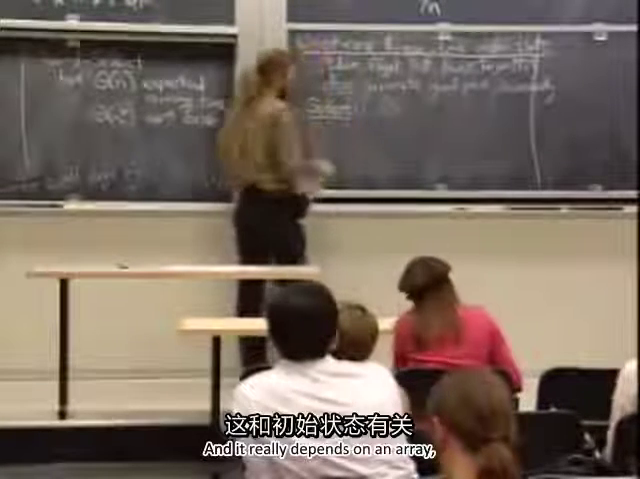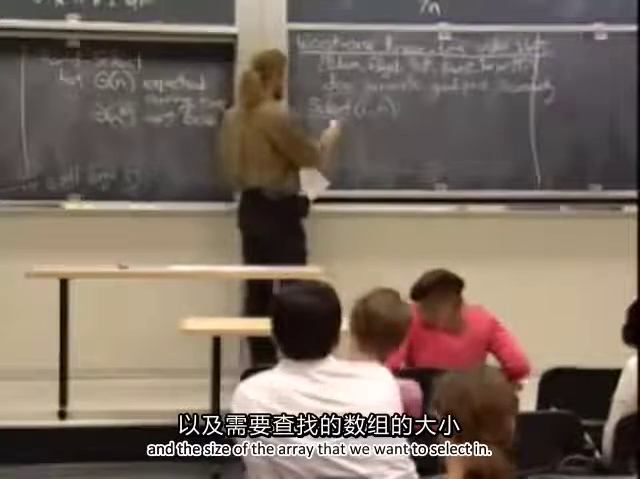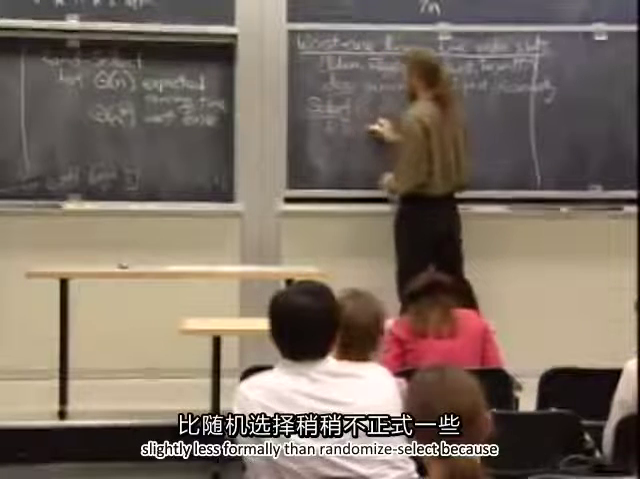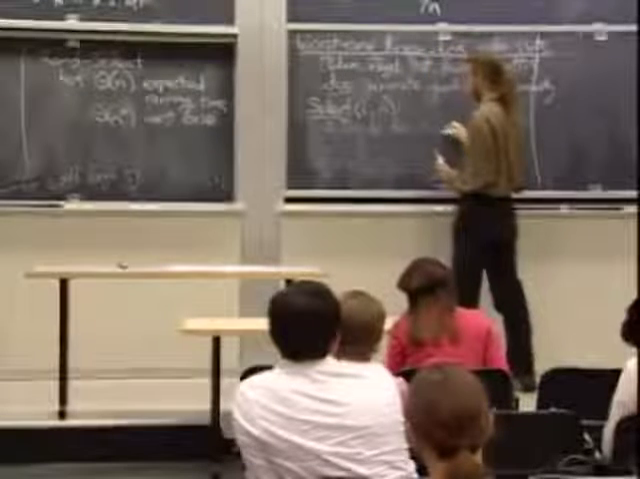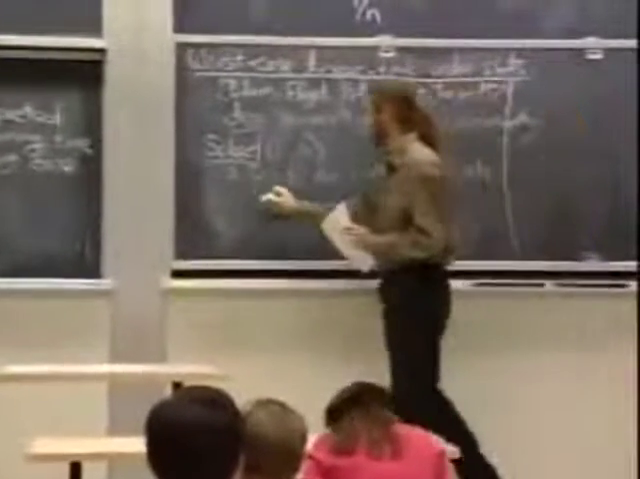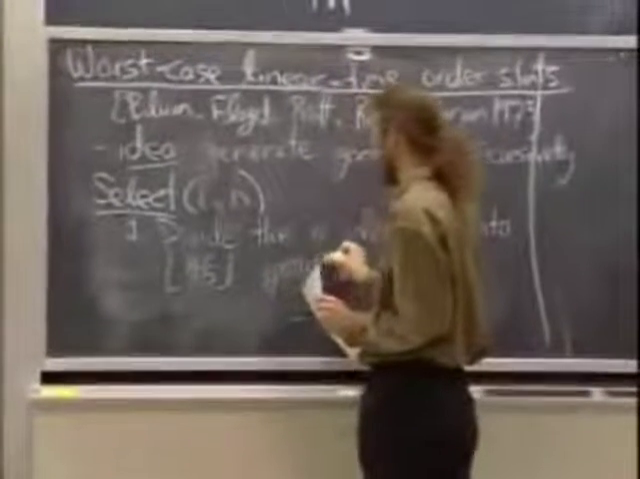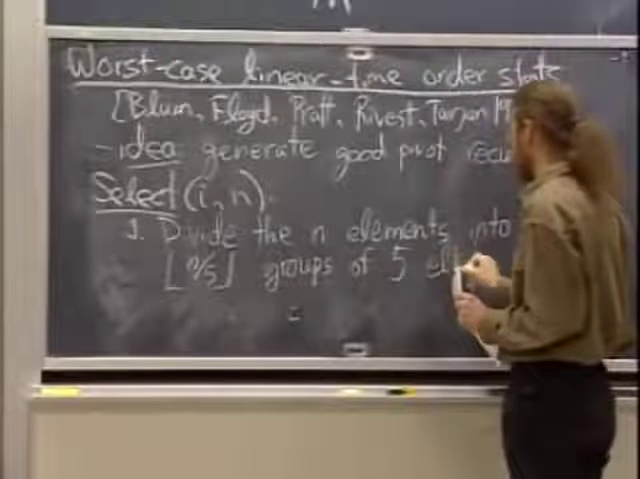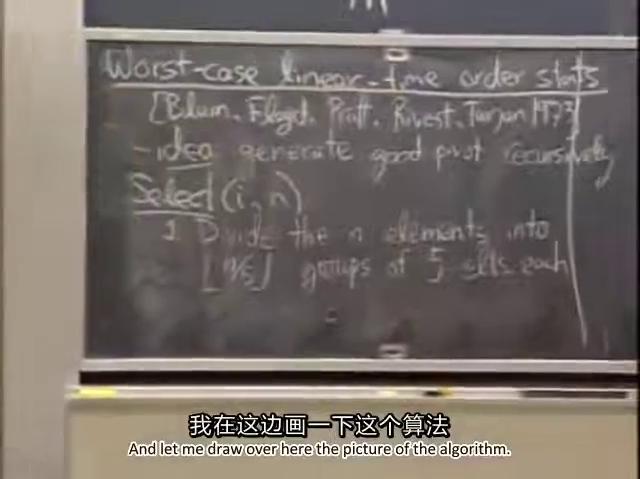And it really depends on an array, but I'll focus on the ith element we want to select and the size of the array we want to select in. And I'm going to write this algorithm slightly less formally than random select because it's a bit higher level of an algorithm. Okay, and let me draw over here the picture for the algorithm.